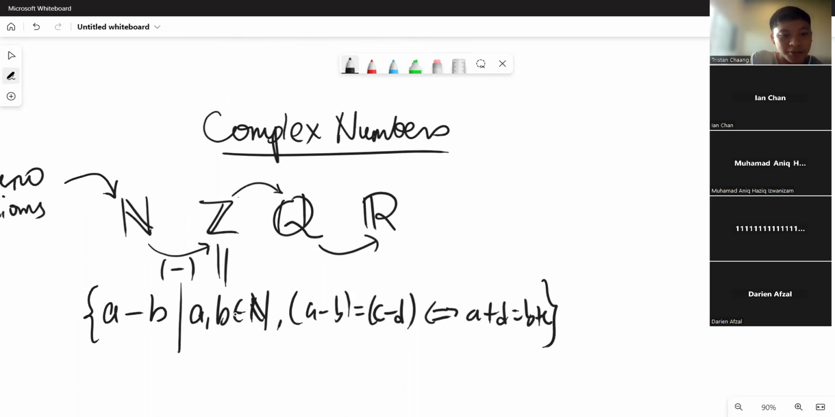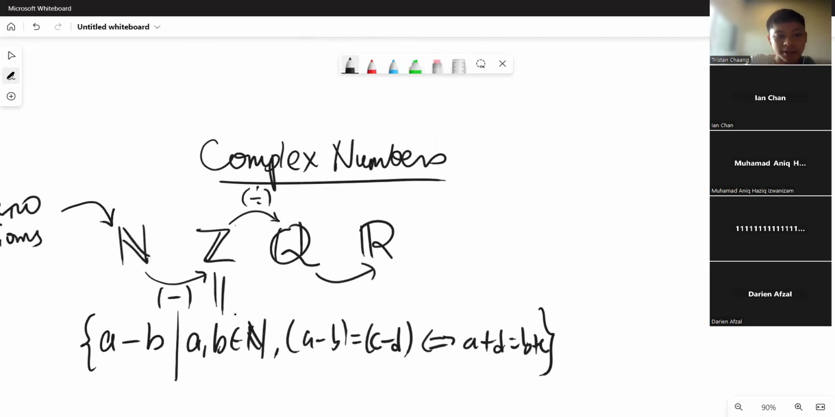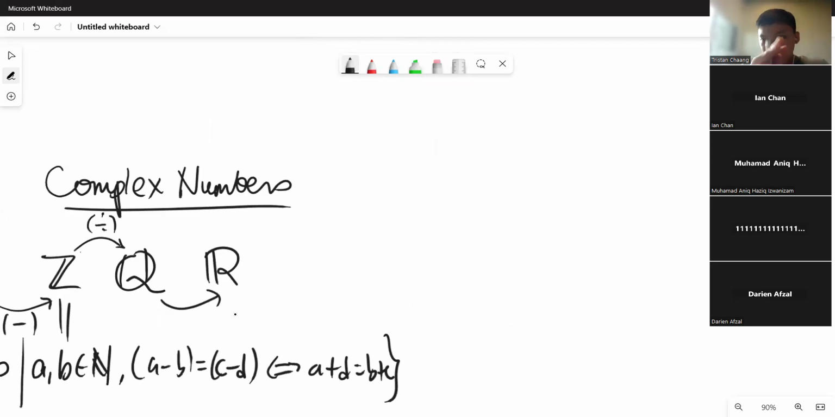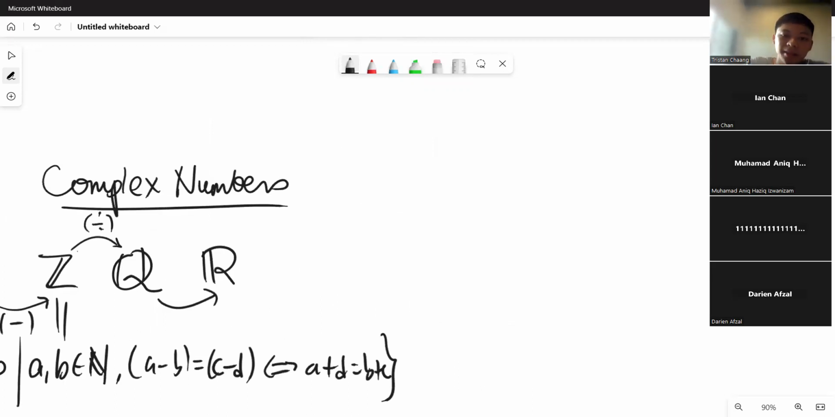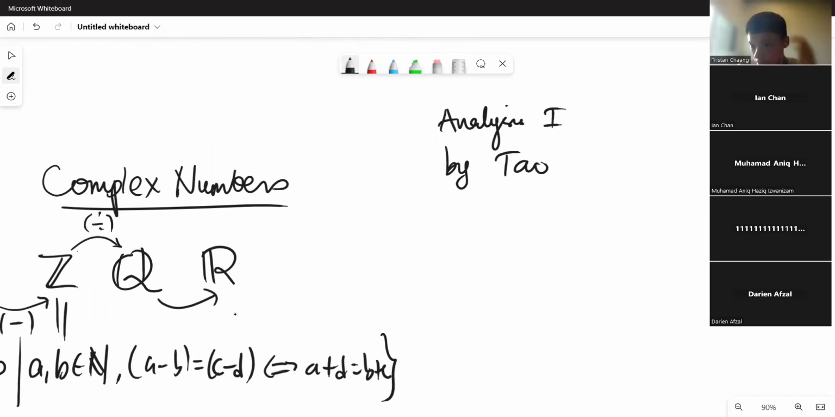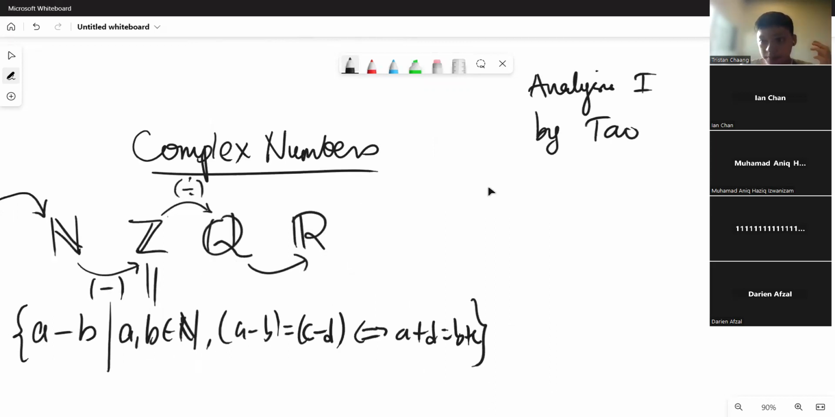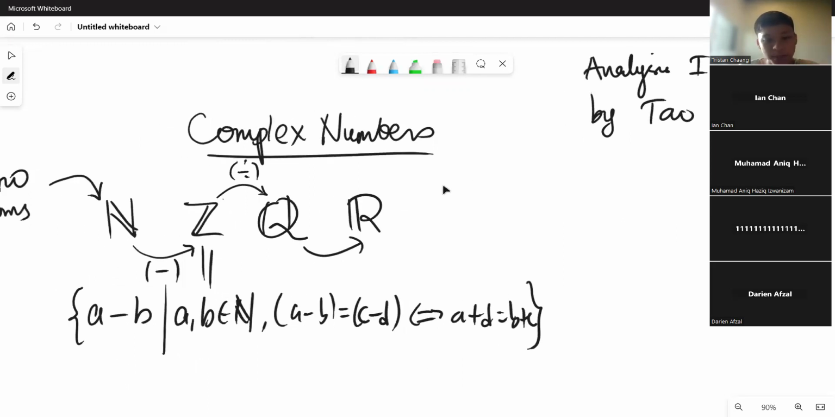So from Z to Q is where we allow ourselves to divide. So it's like the equivalence classes of a over b. I'll not write that down. If you're interested in all of these things, I strongly recommend reading Analysis 1 by Terence Tao. It's quite nice, and it explains all of this. But anyway, from Q to R, that's a very complicated thing. There are multiple ways to extend from Q to R and what R really means.